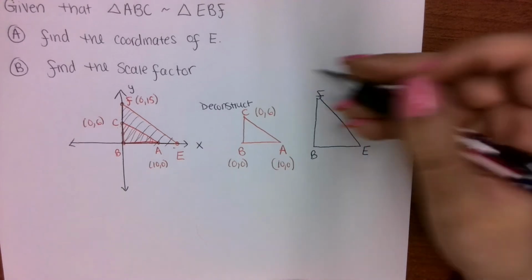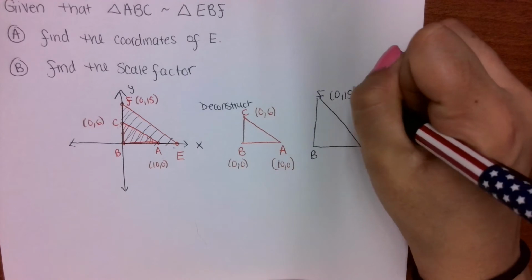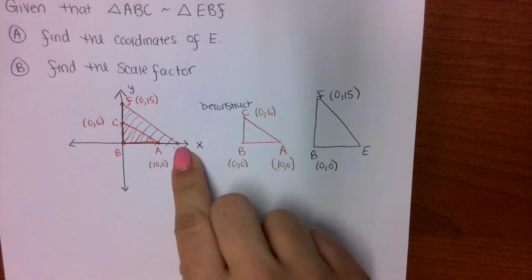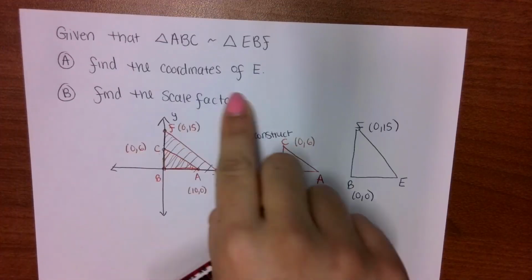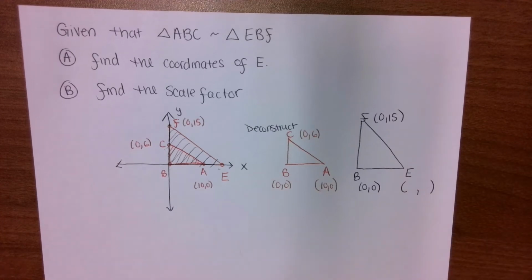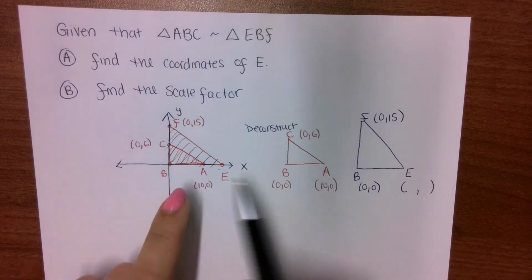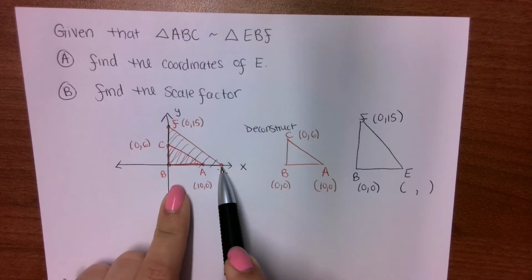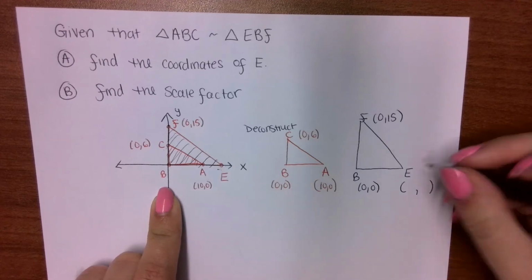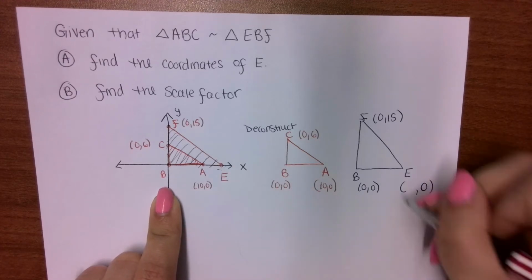Here we have F is at (0, 15). B is same thing, it's at (0, 0). And E doesn't have it. Just like we said, we have to find the coordinates of E. However, we kind of found one coordinate already. We don't know what the x value is, but we do know what the y value is. It's lying on the x-axis, so that means y is 0, just like A, because you're not going up or down. So we know that y is 0, we just don't know what x is.